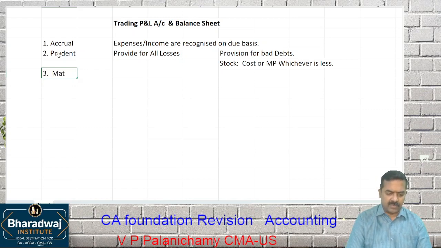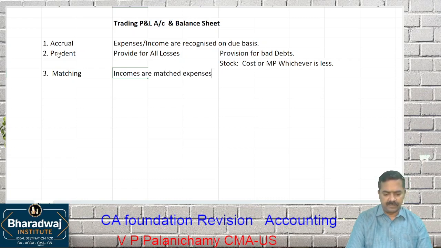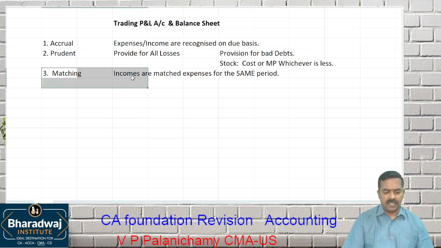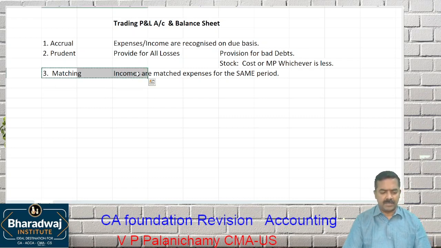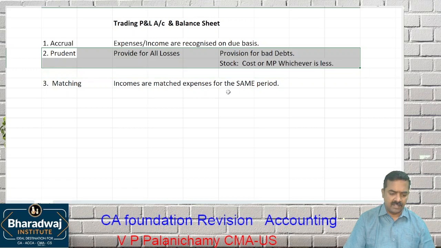Third one is we follow matching principle. What do you mean by matching principle? When you are preparing accounts for 12 months, incomes are matched with which one? For the same period. If you take April to March, incomes and expenses on accrual basis and match it. That is an important thing that we have to understand.